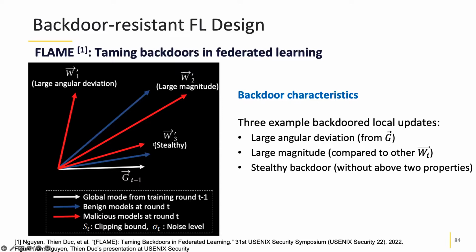The third type of backdoor model is very stealthy, as we show by the arrow W3 here. It has a small angular deviation, and the magnitude of this local update is also reasonably small. So it does not fall into the previous two categories.